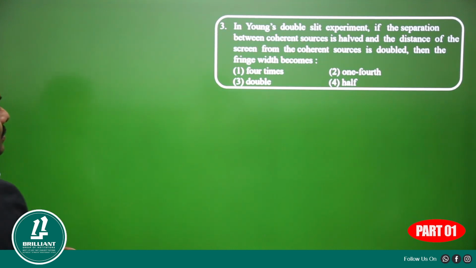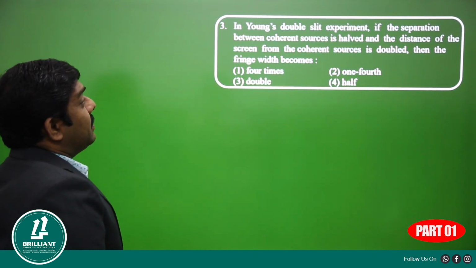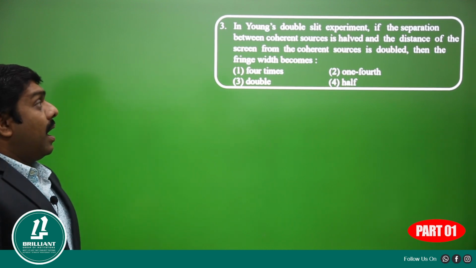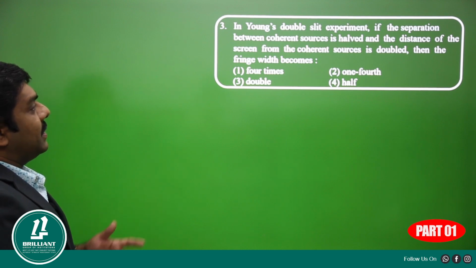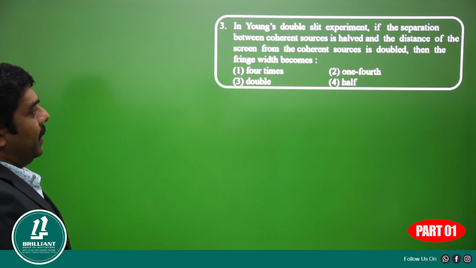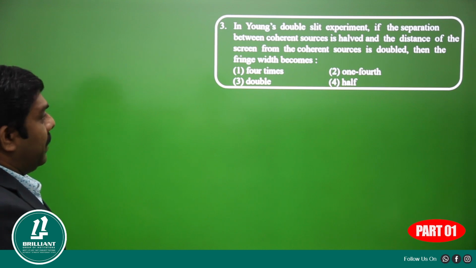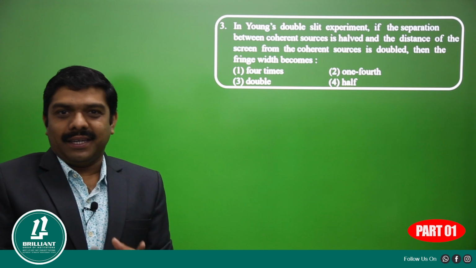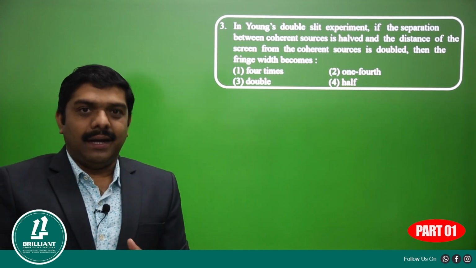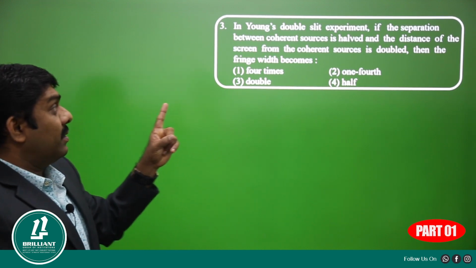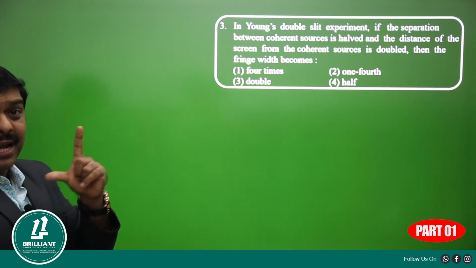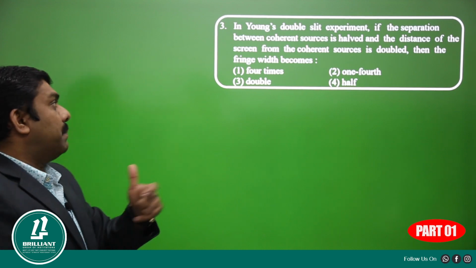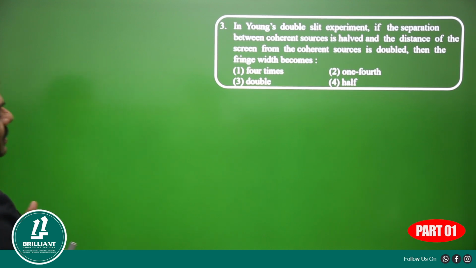See, here in question 3, in Young's double slit experiment, if the separation between coherent sources is halved and the distance of the screen from the coherent sources is doubled, then the fringe width becomes... So, options are there. YDS experiment is an important area in examination. And this YDS experiment is in the chapter Wave Optics, Plus 2, Part 2. We have to study the YDS experiment.